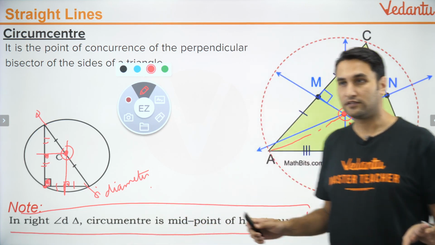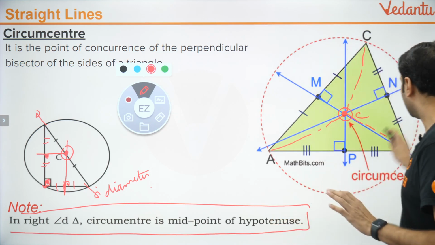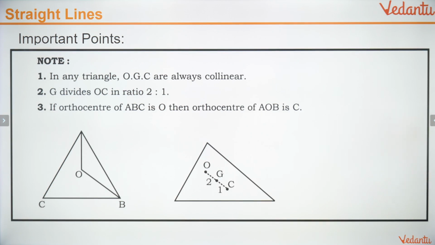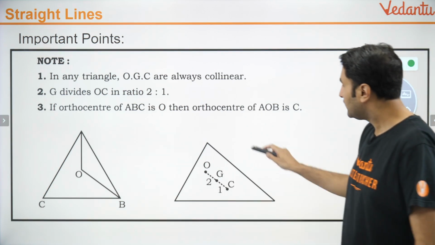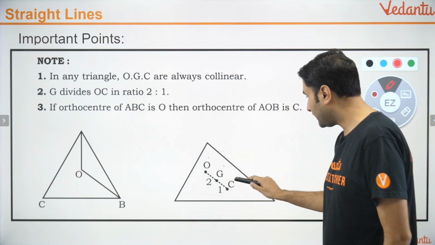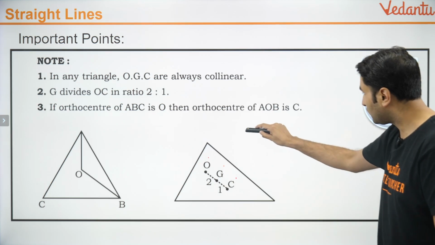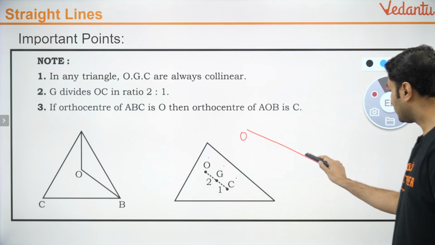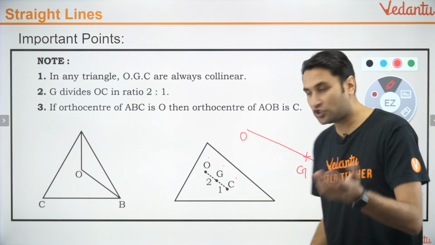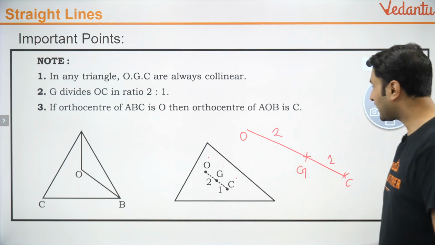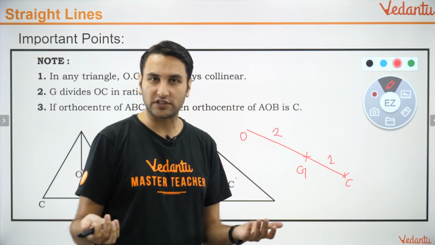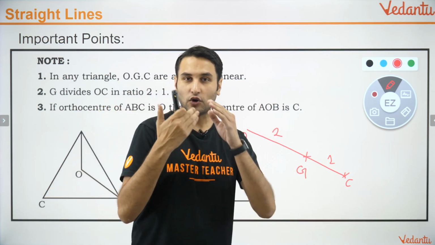ठीक है ना? Clear है ये? आगे बढ़ते हैं. Now let's see the problems here. How are the problems created? Also remember, in any triangle, orthocenter, centroid and circumcenter are always collinear. O, G, C. What is the ratio? 2:1. How can you remember it? आपने ONGC सुना है ना? Oil and Natural Gas Corporation. So that will help you remember the OGC.